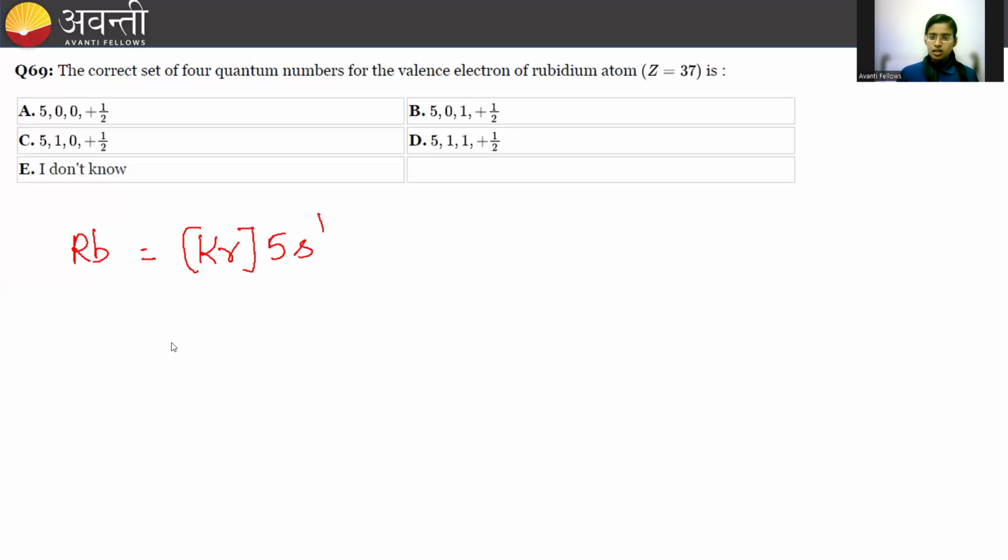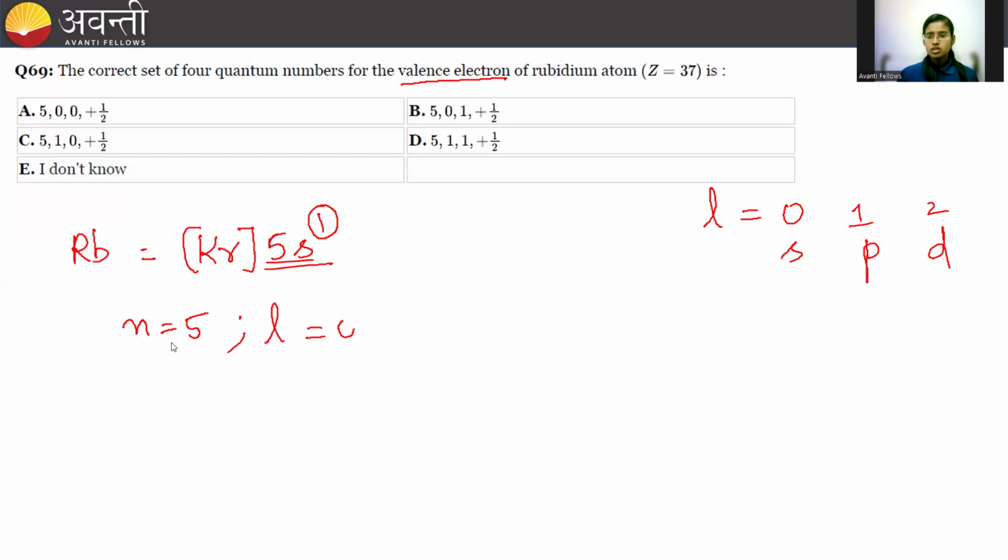Okay. And here you can see that n is equal to 5. Okay. The valence electron is present in the 5s orbital. Valence electron means the last electron of the rubidium atom. It is present in the 5s orbital. So we are asked to find the quantum numbers for the valence electron. So n value is equal to 5 since it is a 5s orbital. And if n is equal to 5, and we have the orbital as s, we have already seen that l is equal to 0 for s orbital, 1 for p orbital, 2 for d orbital, etc. So since the orbital is s, l value will be equal to 0.